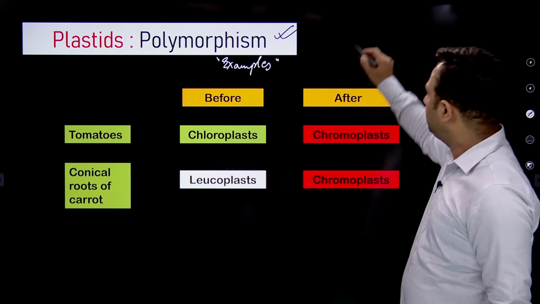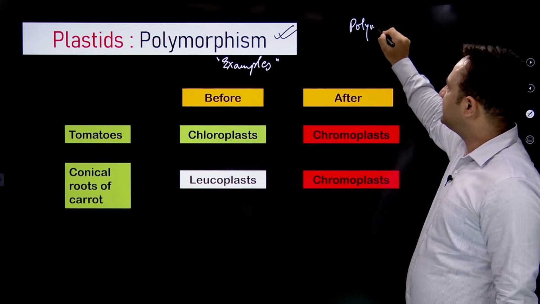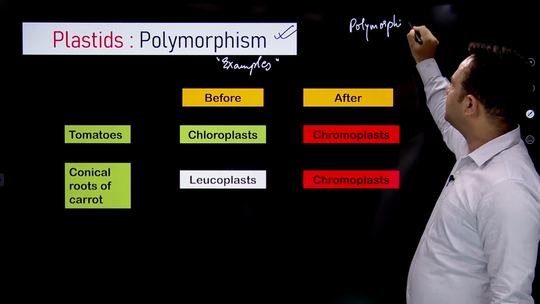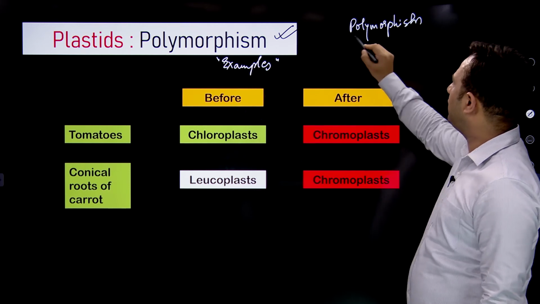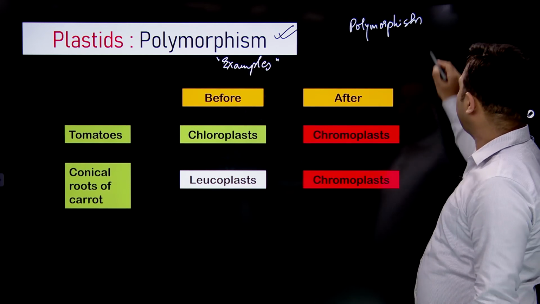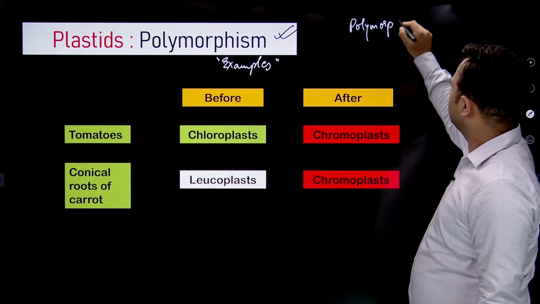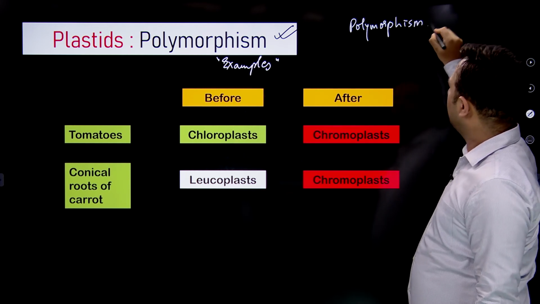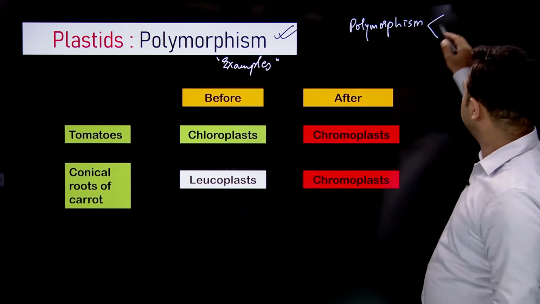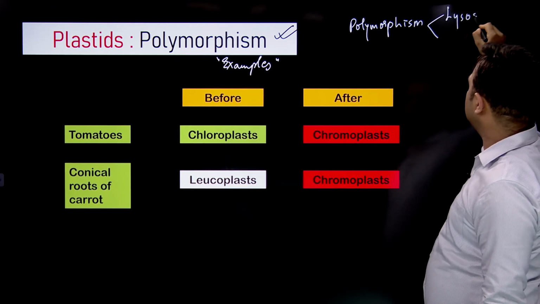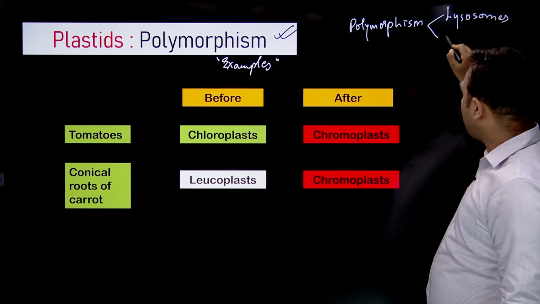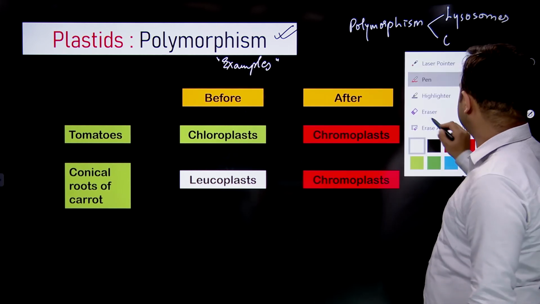These are examples by which we can say that these plastids also exhibit polymorphism. Before these plastids, we have studied polymorphism for two types of examples. Earlier lysosomes, and now it is about plastids.